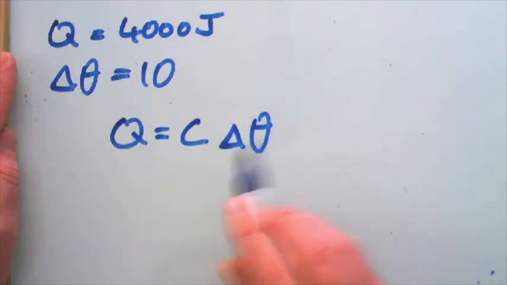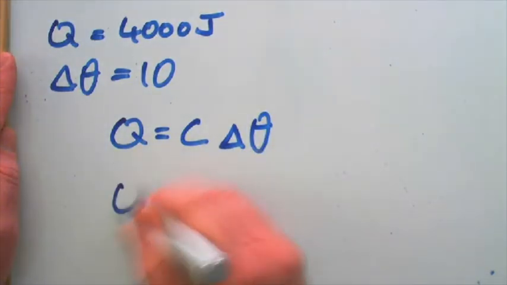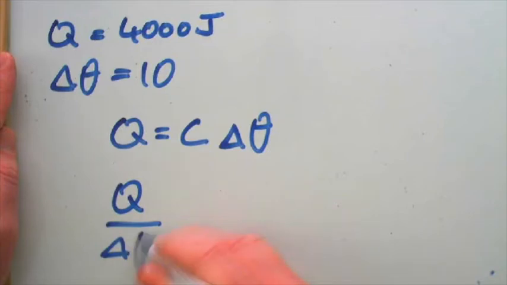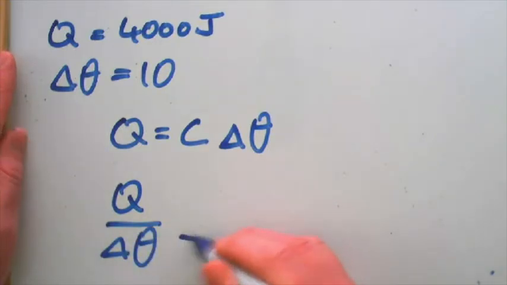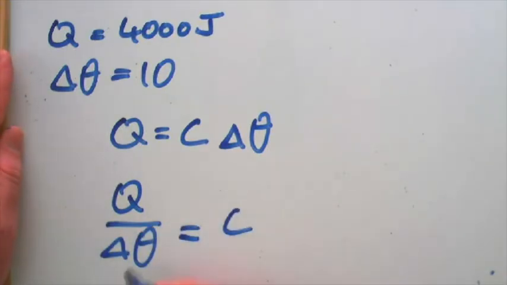So we're looking for C on its own. Let's divide both sides by the change in temperature. That gives us energy over the change in temperature, delta theta, is equal to our heat capacity. We know that the energy was 4,000 joules, and the change in temperature was 10 Kelvin, giving us a heat capacity of 400 joules per Kelvin.